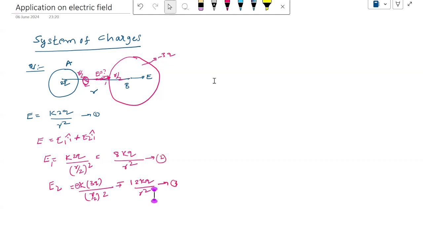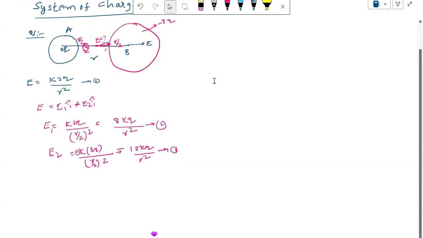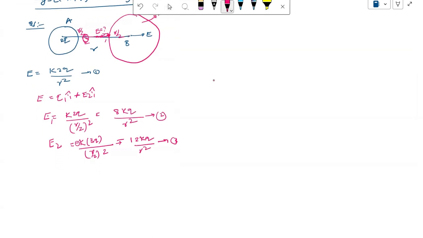Now by adding these two equations, the net electric field E net is equal to 20 KQ by R square. Compared with E, I want to write the E value with 1, comparing, that equals 10 into 2KQ by R square. Therefore now the answer is 10E. E net is equal to 10E.